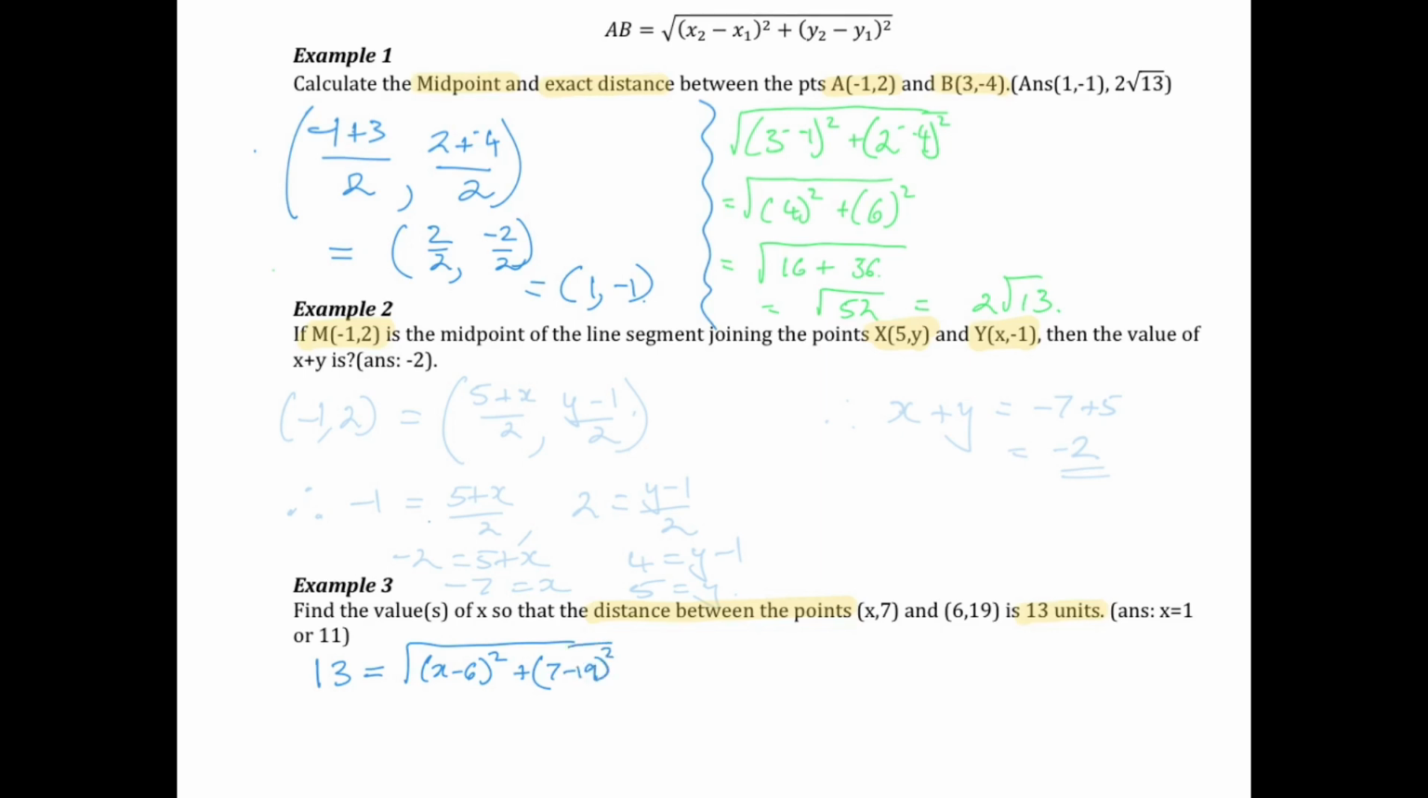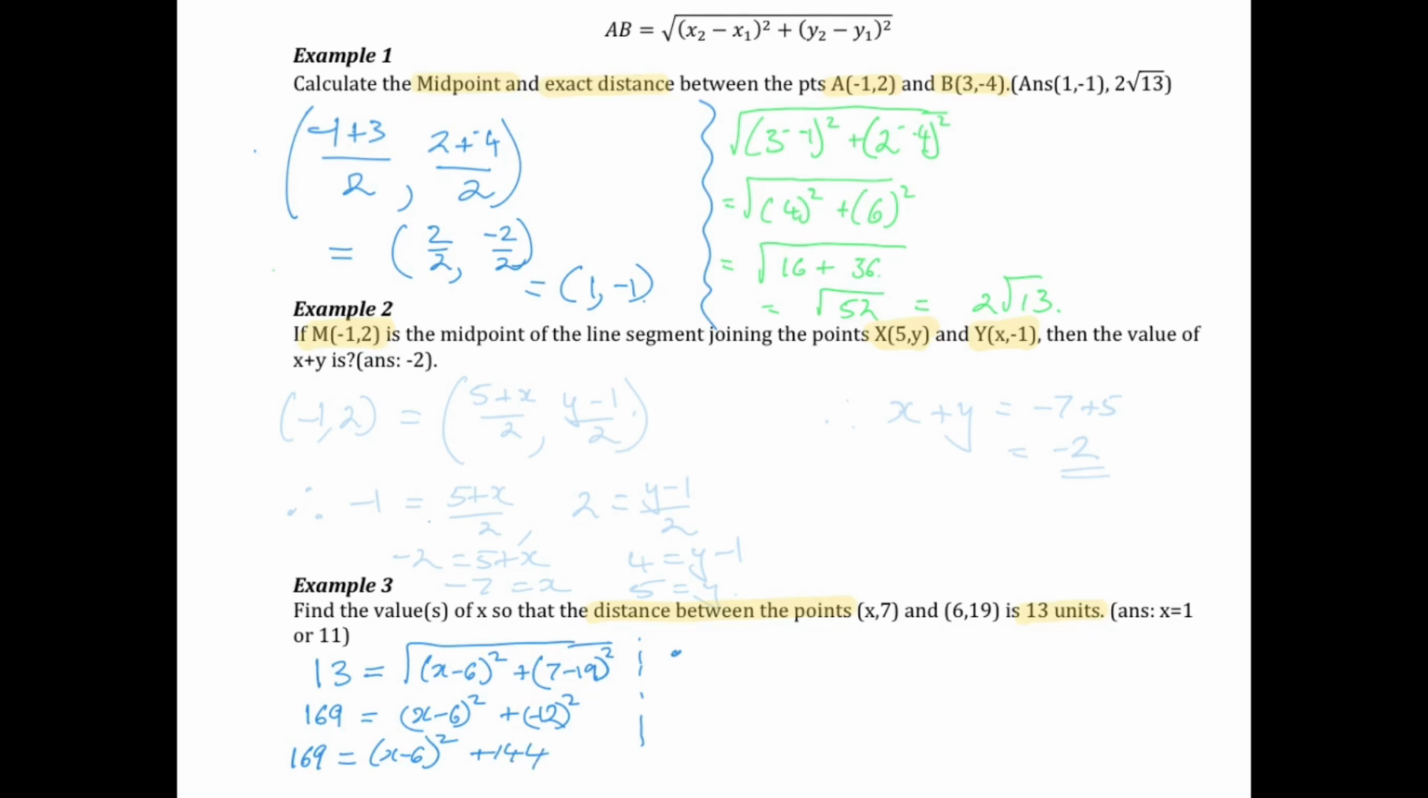So that's probably easier if we take the square root sign across. So square both sides to give me 169 is equal to (x minus 6) all squared plus (7 minus 19) all squared. We could probably simplify that to make it -12 all squared. So 169 is equal to (x minus 6) all squared plus 144.